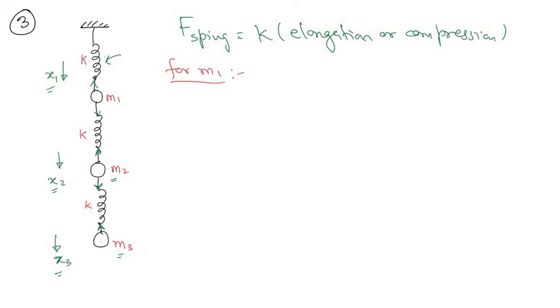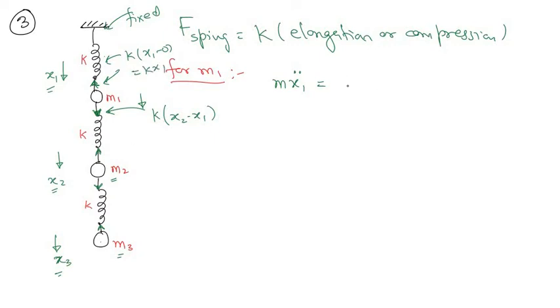So the net force, that is m x1 double dot, will be in this direction because I have taken x1 as the positive direction. So this will be the spring force of this spring minus the spring force of this spring. What is this force? This force is K times the net elongation. The net elongation is x2 minus x1. And here, this end is fixed, so the elongation is x1 minus 0, so that is K times x1.